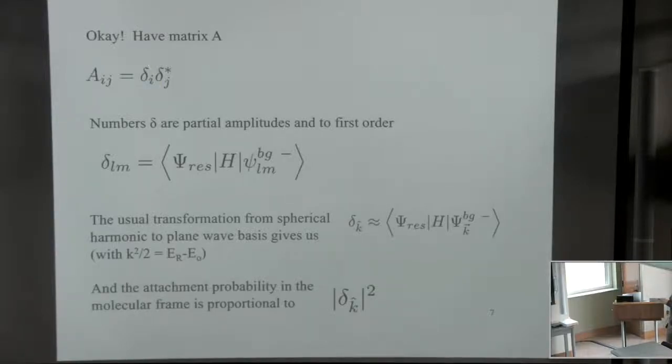These complex numbers here are partial amplitudes. To first order, they correspond to a matrix element between a background scattering wave function and a discrete resonant state. You get these partial amplitudes in the spherical harmonic basis, and you put in the usual transformation, obtaining those partial amplitudes as a function of direction in the molecular frame. And so, with that, the attachment probability in the molecular frame is just the absolute value of that squared.